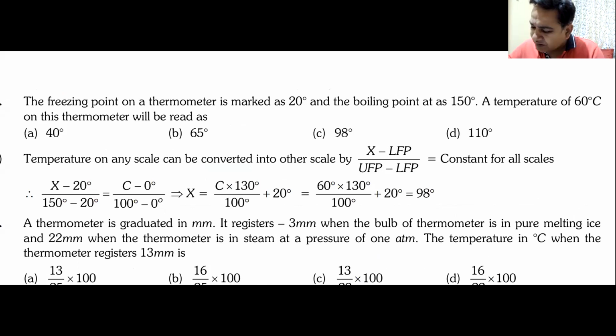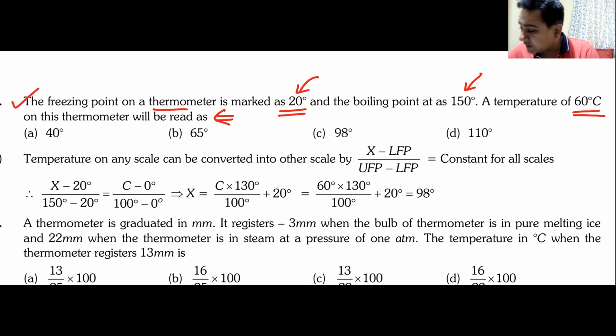This is question number 2. The freezing point on a thermometer, which is a different thermometer based on a different scale, is marked as 20 degrees. So the lower fixed point is 20 degrees. The boiling point or upper point is 150. So we are now creating a new scale. A temperature of 60 degrees Celsius will be how much? If the actual temperature is 60 degrees Celsius, what would it be shown as on this new thermometer? Can you find it out?